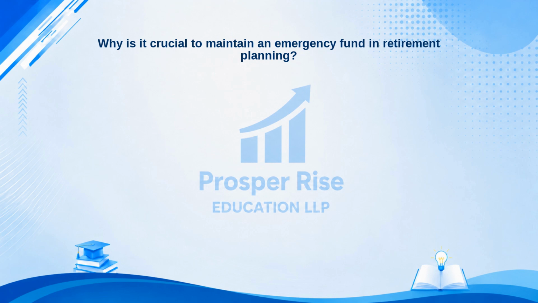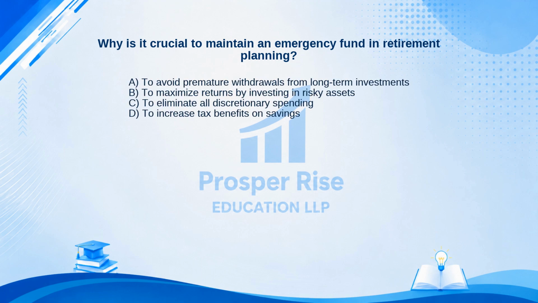Here is another practice question. Why is it crucial to maintain an emergency fund in retirement planning? Here are your options. A. To avoid premature withdrawals from long-term investments. B. To maximize returns by investing in risky assets. C. To eliminate all discretionary spending. Or D. To increase tax benefits on savings.